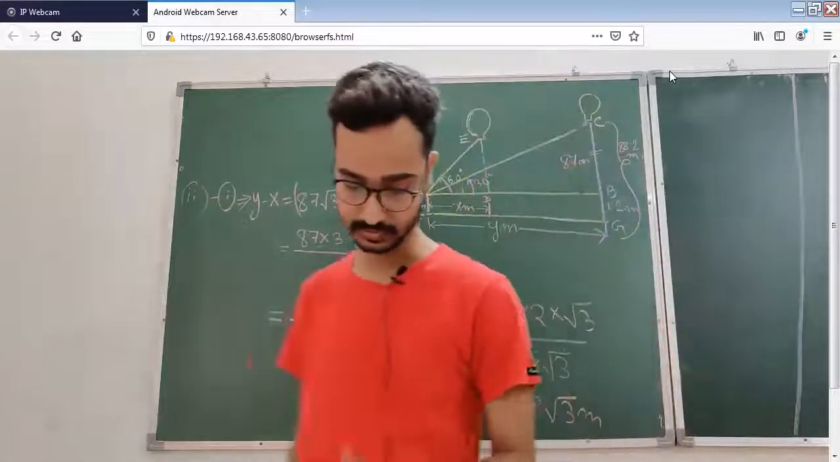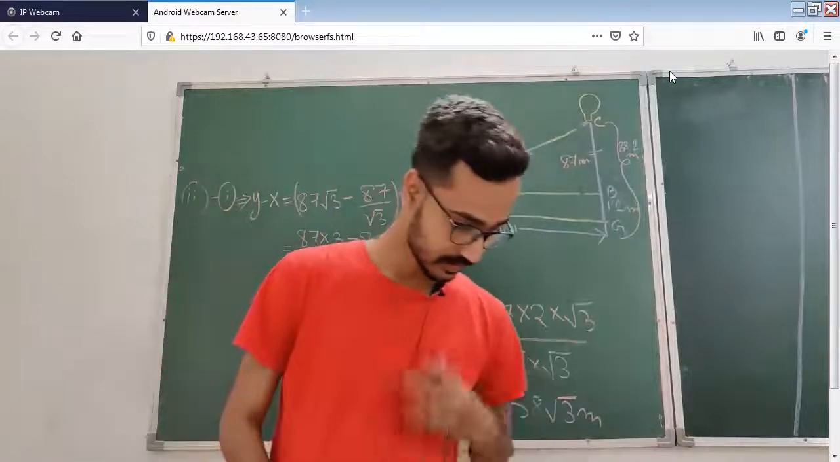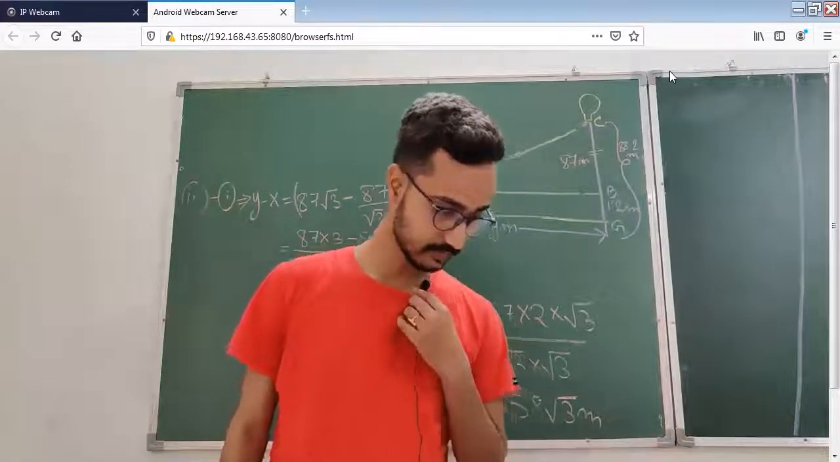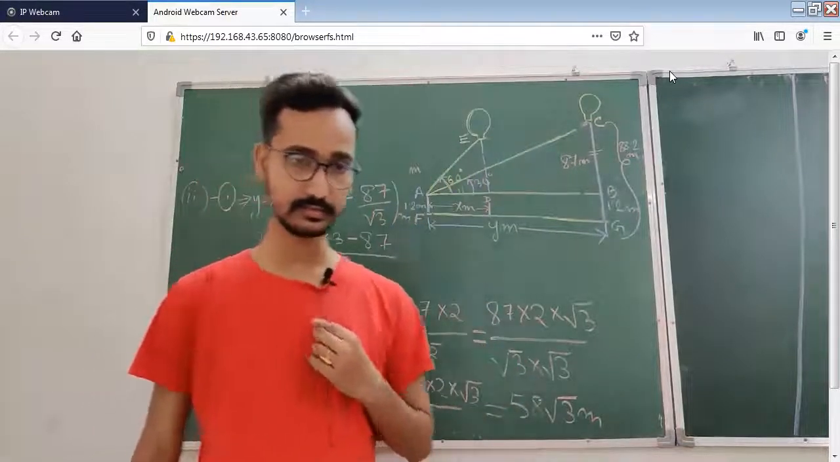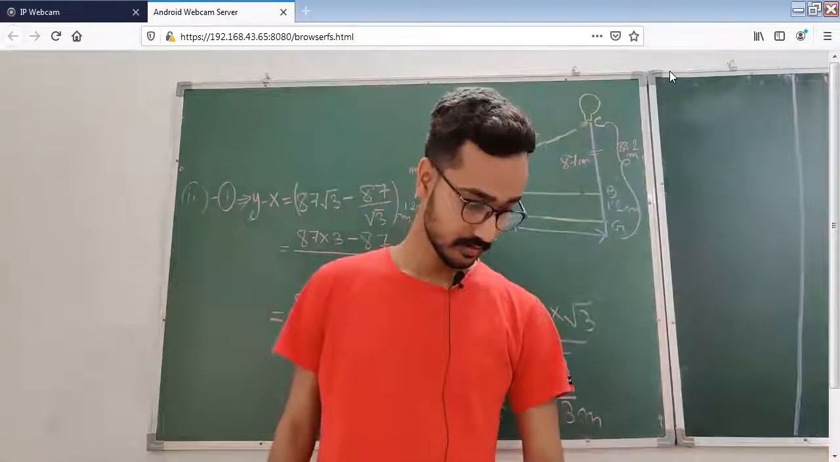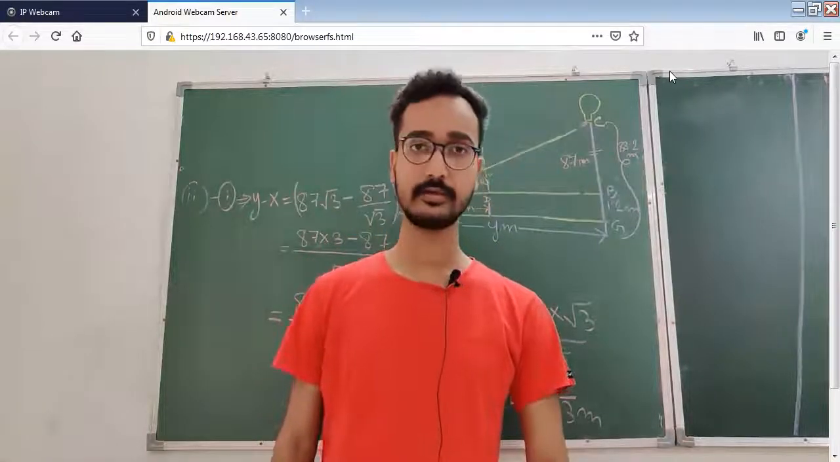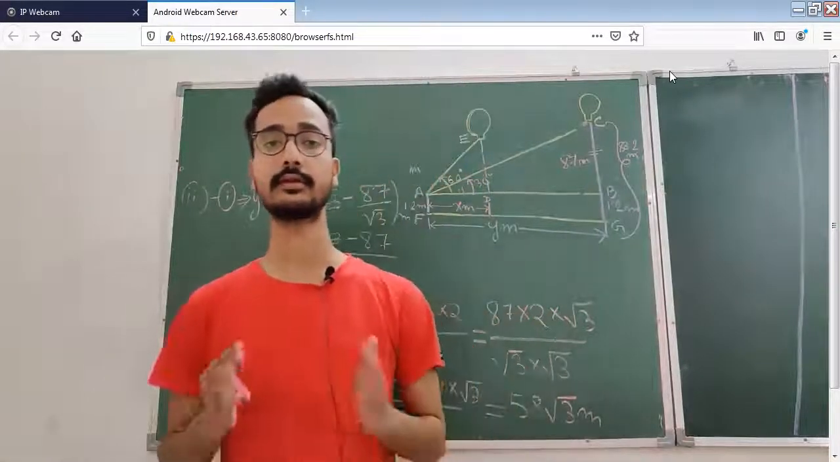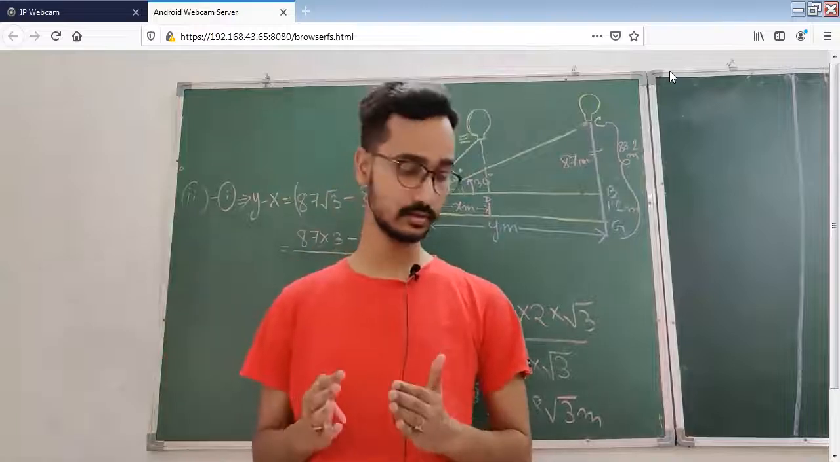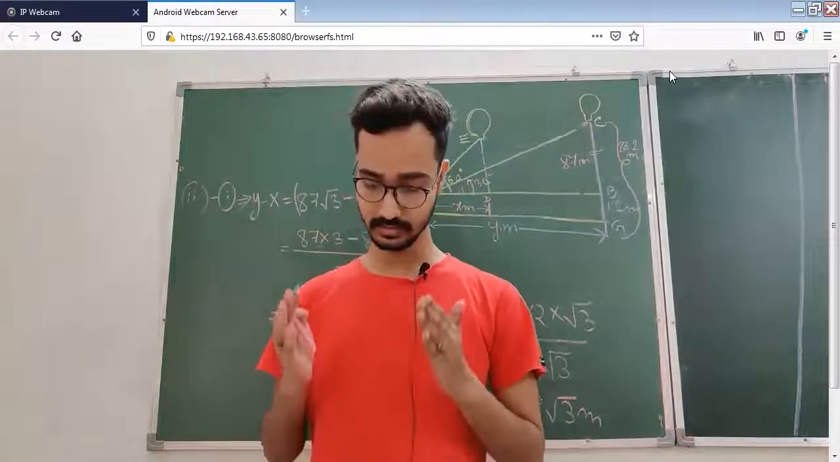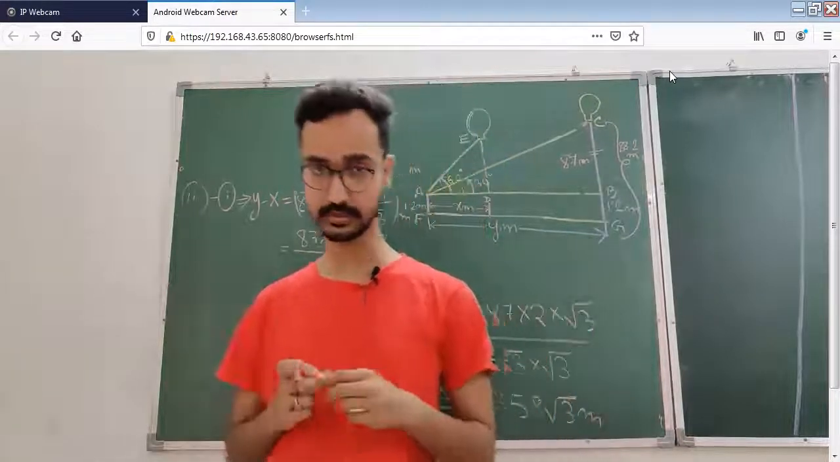Clear? Okay. So write down: hence the distance traveled by the balloon during the interval is 58 root 3 meter. Yes, clear up to this?